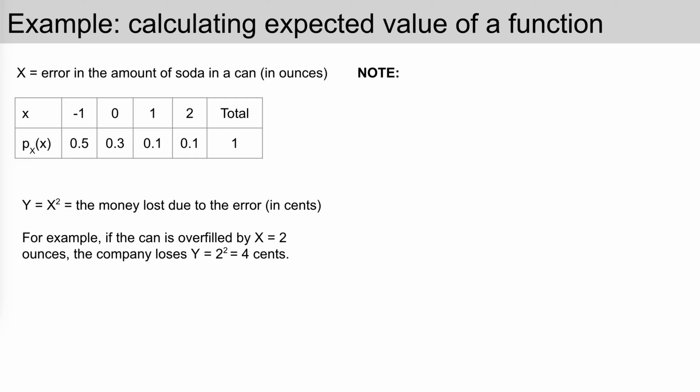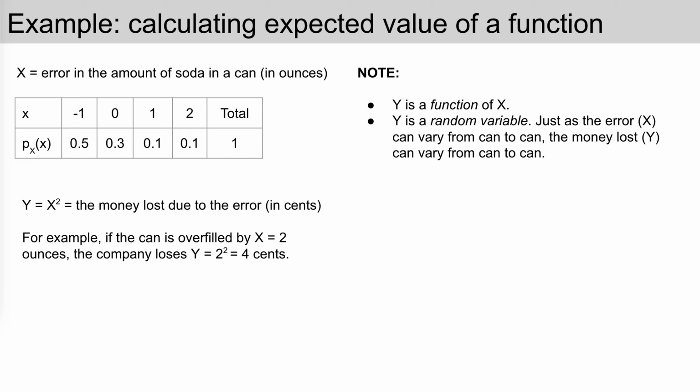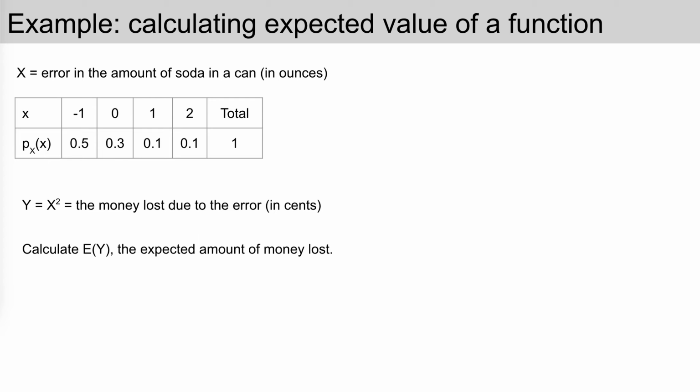First, y equals x squared, thus, y is a function of x. Thus, just as the error x can vary from can to can, the money lost, y, can also vary from can to can. That is, y is a random variable. Therefore, just as we can ask about the expected error x in a can of soda, we can ask about the expected amount of money lost, y.